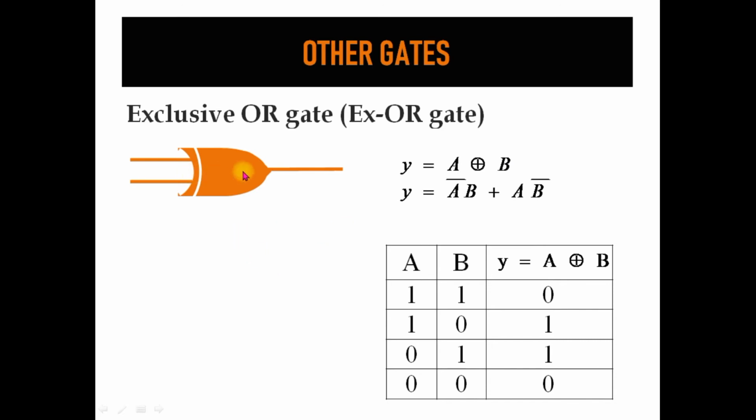This is the symbolic representation for the exclusive OR gate or XOR gate. The output is given by Y is equal to A circled plus B. Y is equal to A bar B plus A B bar. This is the expression, that is, if both inputs are in the same state, then the output is in the low state. If the inputs are in different states, then the output is high.